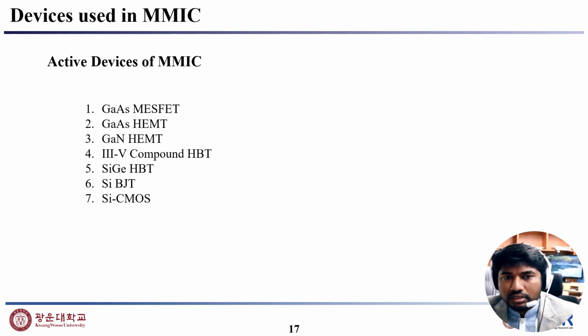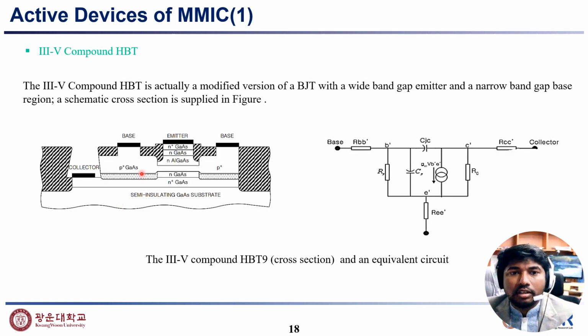I will just skip these things. And devices used in MMIC. Active devices: gallium arsenide MESFET, gallium arsenide HEMT, gallium nitride HEMT, III-V compound HBT, silicon germanium HBT, silicon bipolar junction transistor, silicon CMOS. So here the III-V compound HBT is actually a modified version of BJT with a wide bandgap emitter and a narrow bandgap base region.